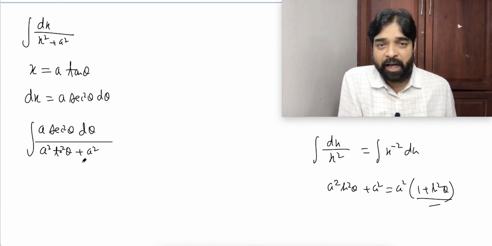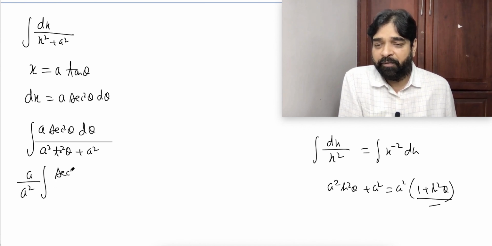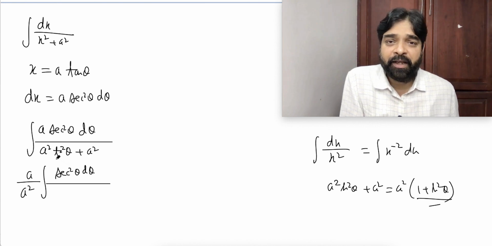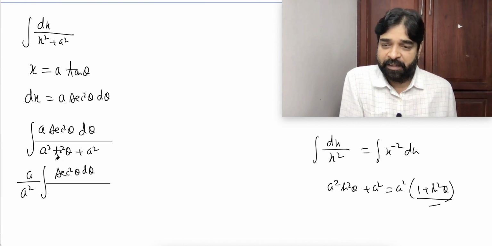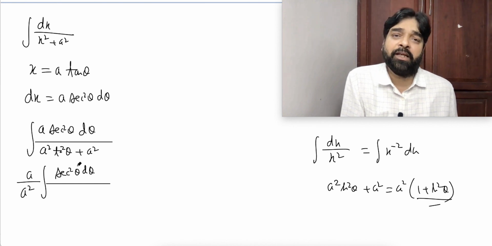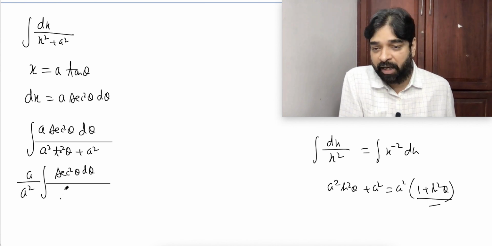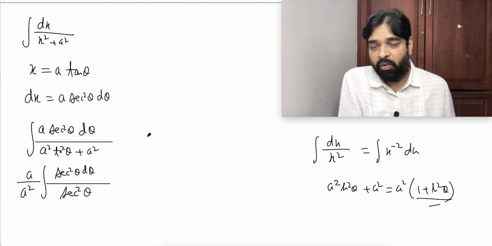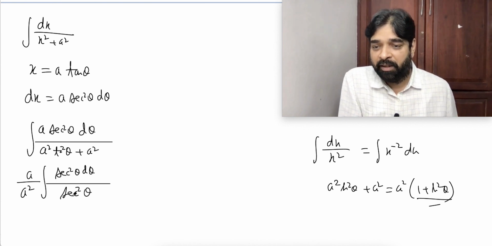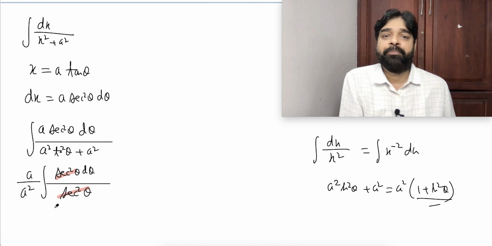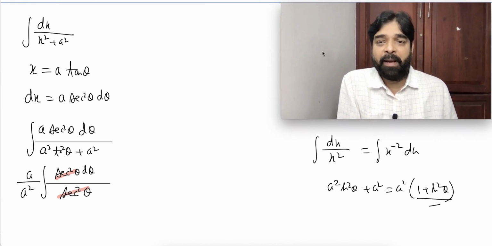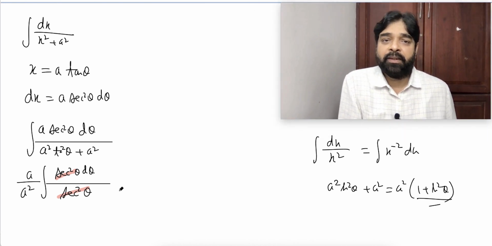From the denominator I can take a square common. From the numerator also I can take a common. So a by a square. What is left in the numerator? Secant square theta d theta, divided by what is left here? Tan square theta plus 1, with a square out. All of you know 1 plus tan square theta is what? Secant square theta. Oh, it has become simple for us. These two bye bye. These two bye bye. Is it clear to everybody?